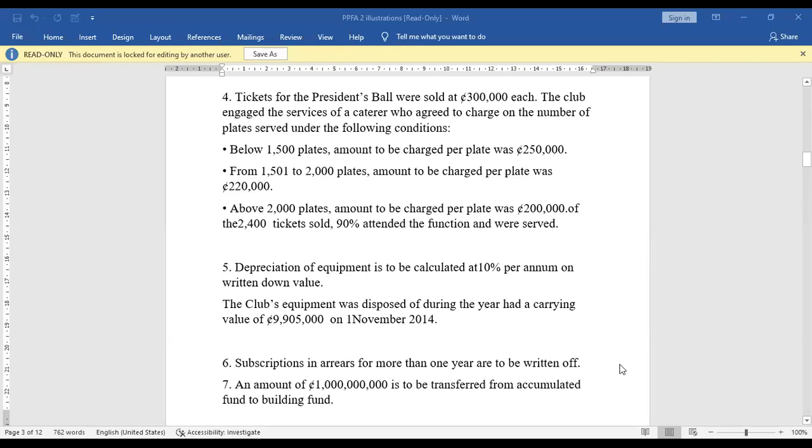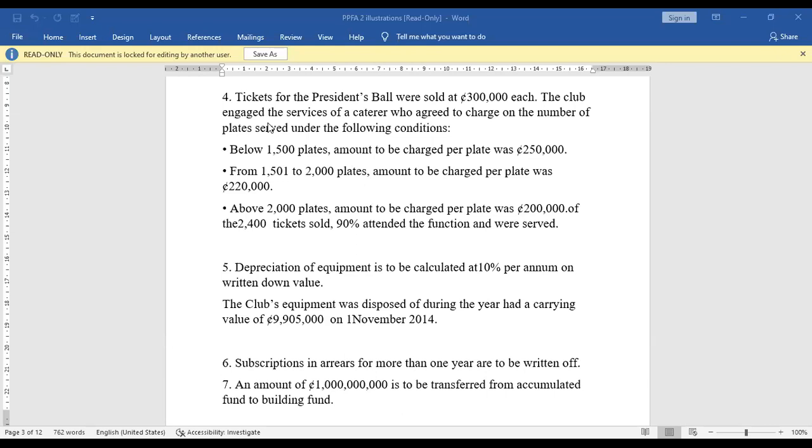Okay, so in additional information 4, we're told that the caterer gave us conditions. He said, if we are buying below 1,500 plates, she will charge 250,000 per plate. If you are buying between 1,501 plates to 2,000 plates, she will charge 220,000 cedis. But if we buy above 2,000 plates, then she's going to charge 200,000. And we're told that 2,400 tickets were sold and 90% attended the function and were served in this event.